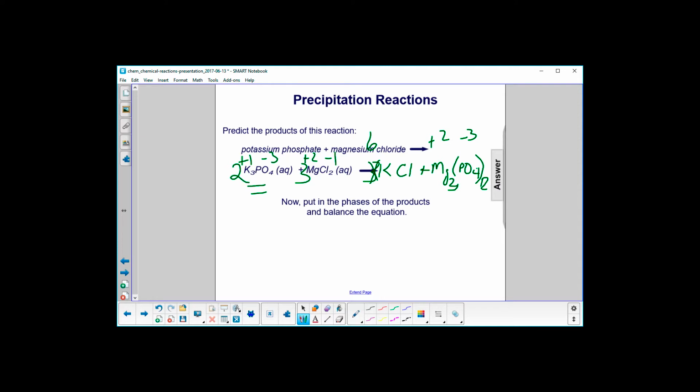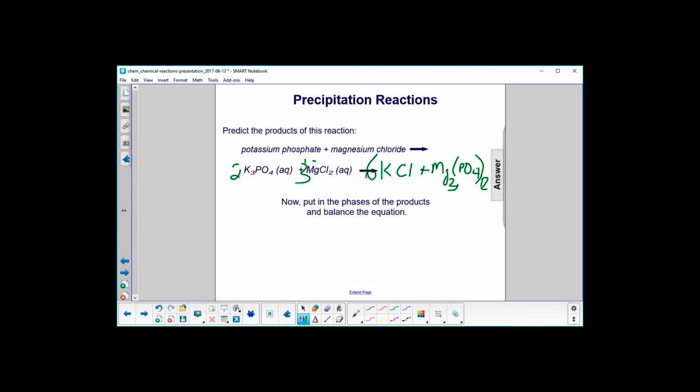Okay, and you know what? I'm going to erase some of this other stuff so you can just see what we're putting in front. And I think we have a 6 there on the potassium. Kind of wiped out part of potassium. Put a 6 here. Okay.